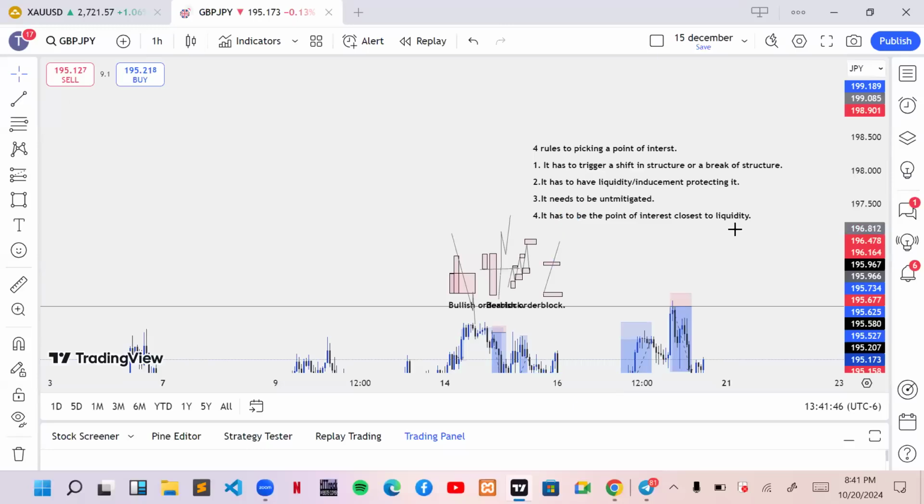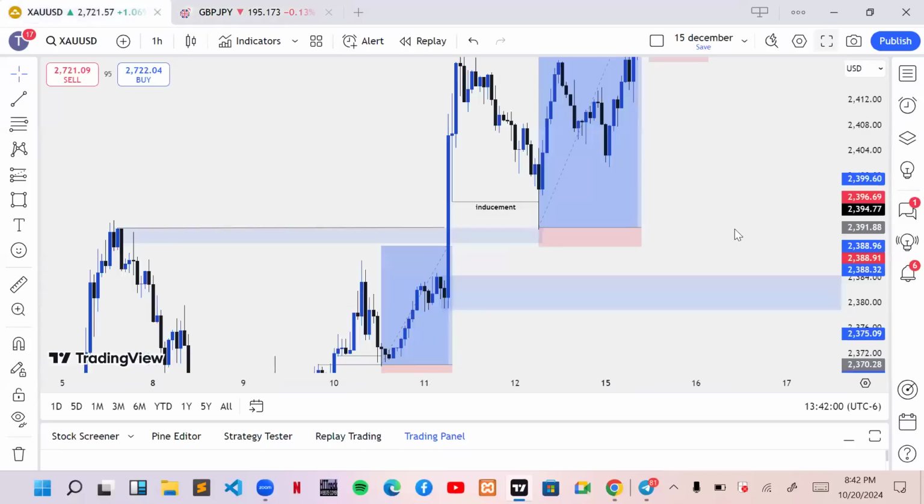Take a screenshot or write it down. Yeah, it has to trigger a shift of market structure or break of structure. It has to have liquidity or inducement protecting it. It needs to be unmitigated. It has to be the point of interest closest to the liquidity. Pay attention to this rule. We hardly lose these setups.